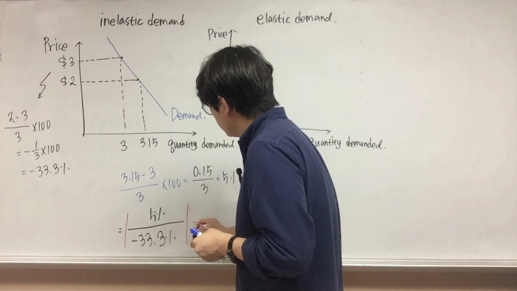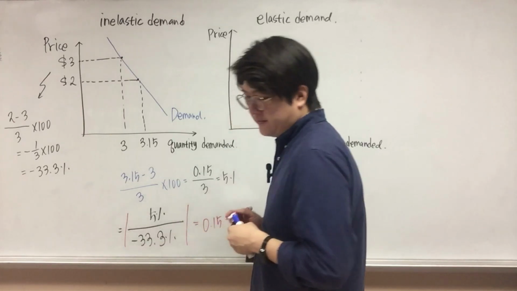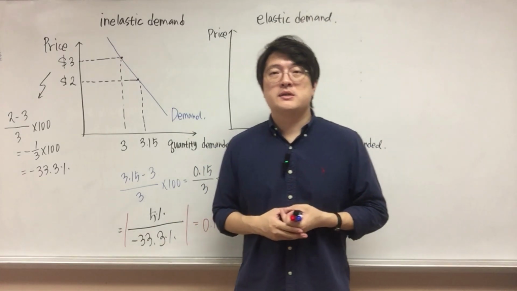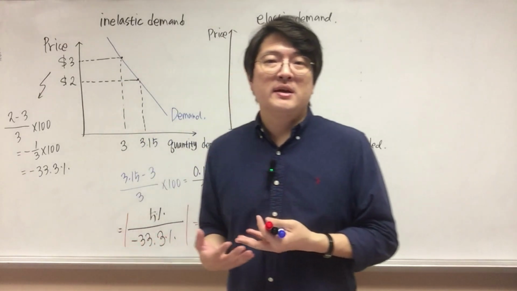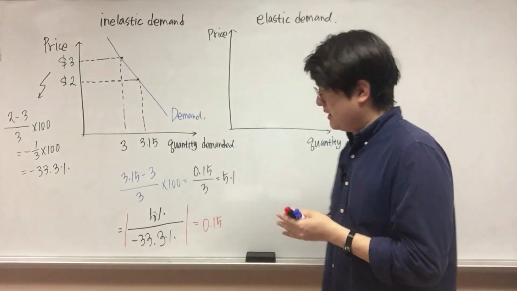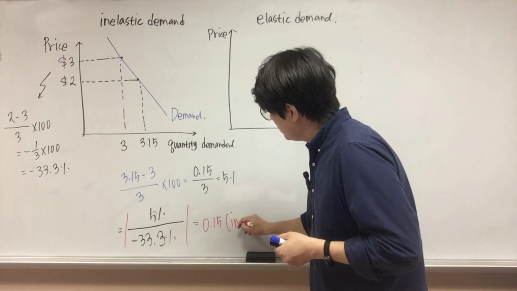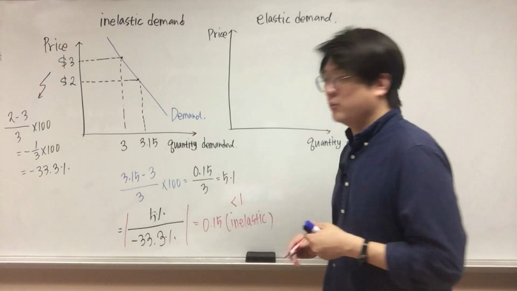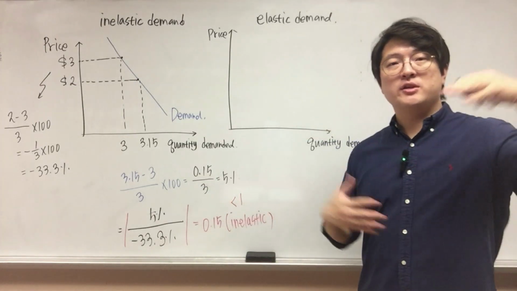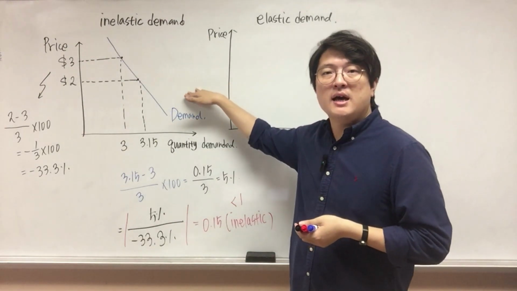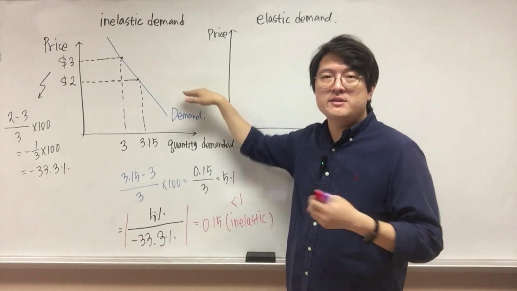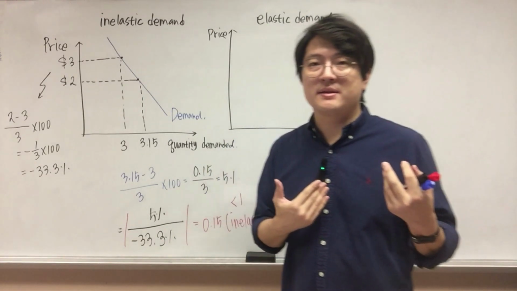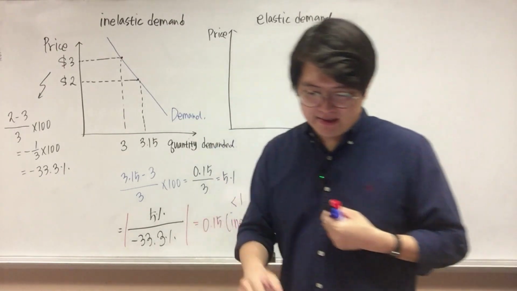So what is that? 0.15, which is less than 1. If the elasticity is less than 1, it is called inelastic, because it is less than 1. Because when the price changes, the quantity demanded changes a little bit. So it means that the consumers are not so sensitive to prices. That is the inelastic case.